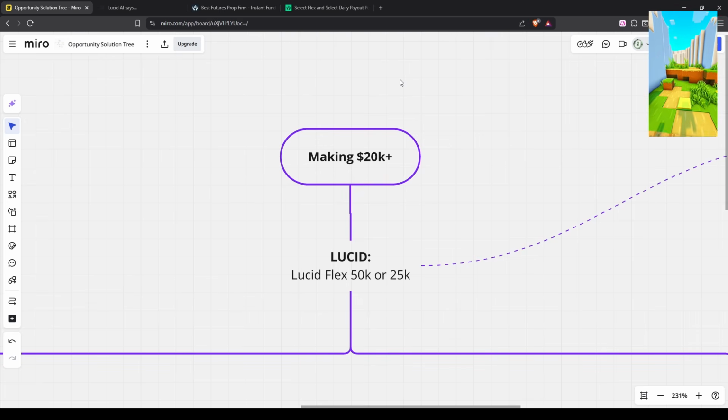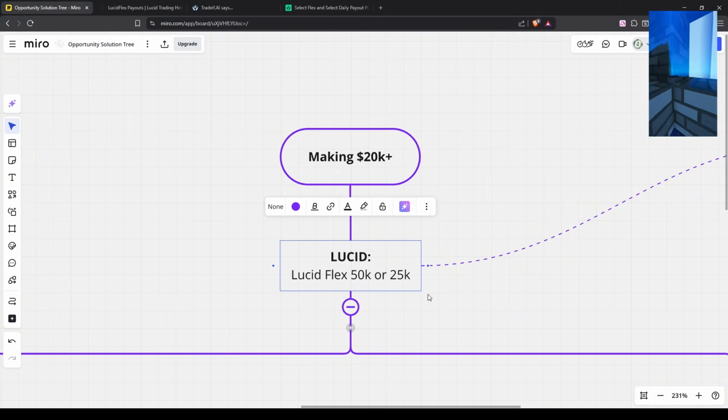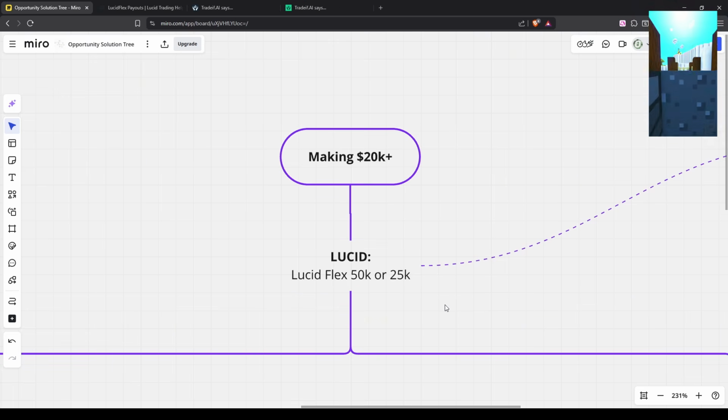Hello guys, today I will tell about the most optimal way to trade with prop firms, and the blueprint will be available in the description. So let's start. First of all, in order to get our first payout to start scaling eventually, we need capital for that. And the easiest way to get a payout is to trade with a Lucid 25k or 50k Flex account. So what does Flex mean?